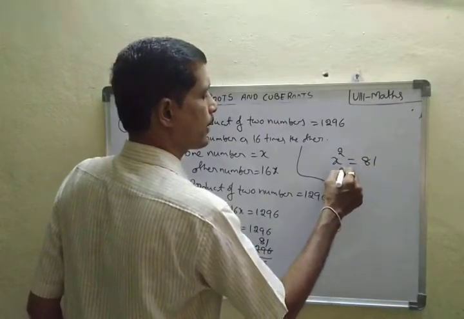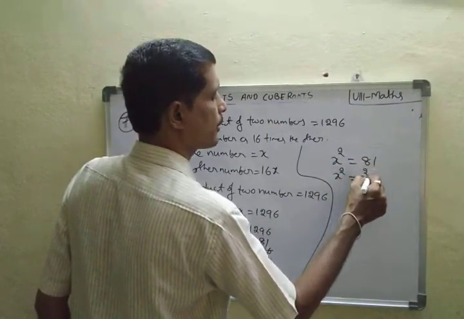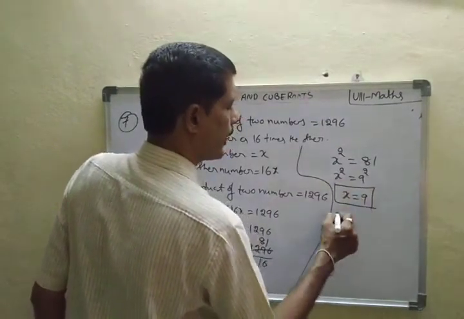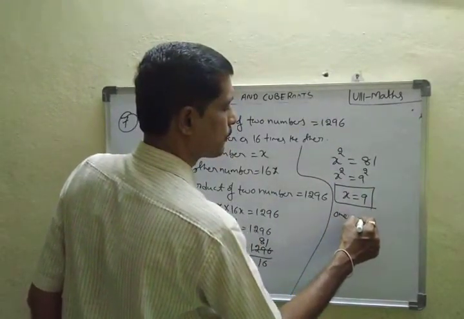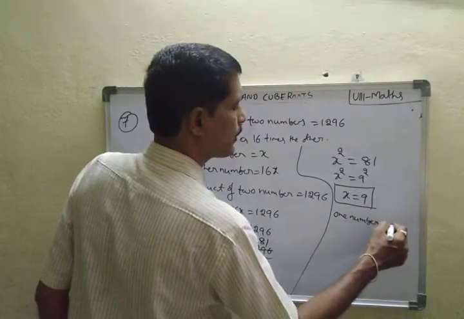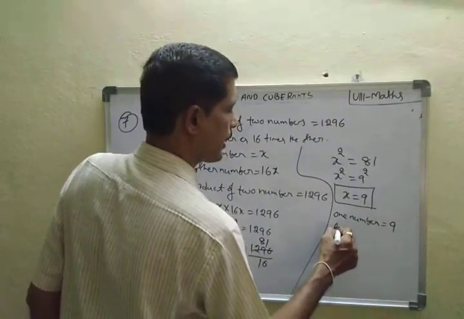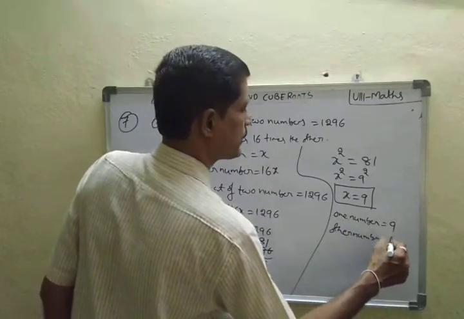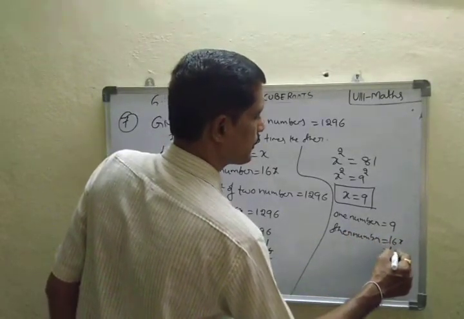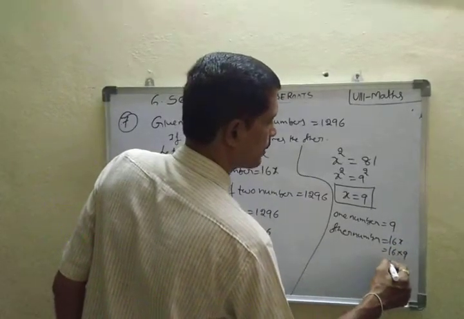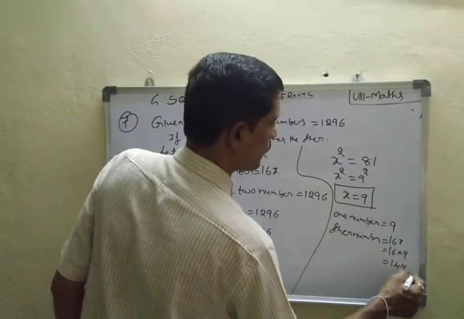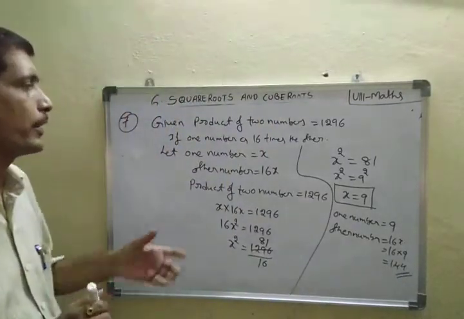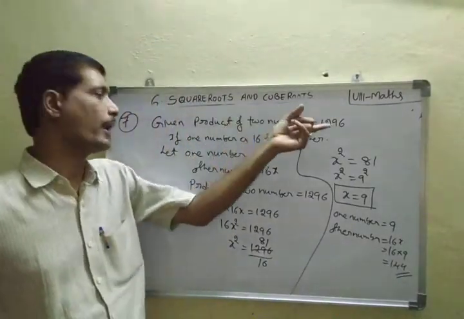Therefore x square equals 81, which can be written as 9 square. Therefore x equals 9. One number equals 9, and the other number is 16x, that is 16 into 9, which is 144. Okay, one more time: the product of two numbers is given, that is 1296.